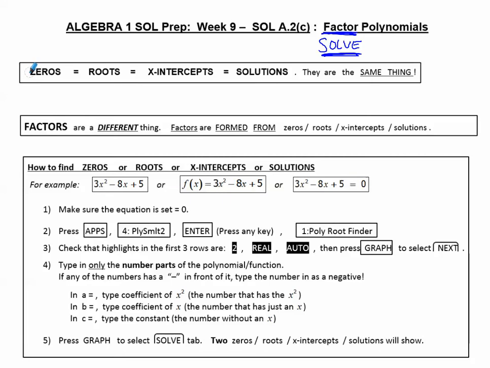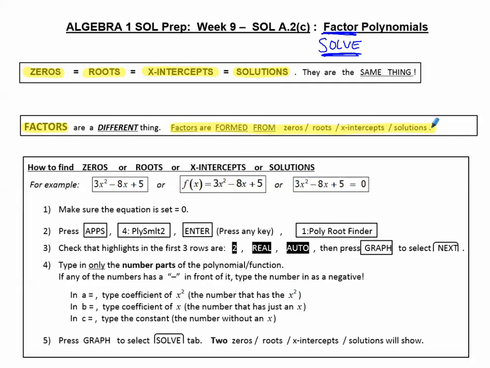When we see the word zeros, it means the same as the word roots, which means the same as the word x-intercept, which means the same as the word solutions. They are all the same thing. Now, factors are a different thing. Factors are formed from zeros, roots, x-intercepts, and solutions.